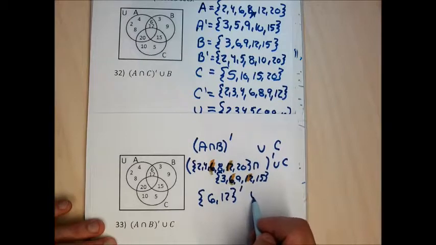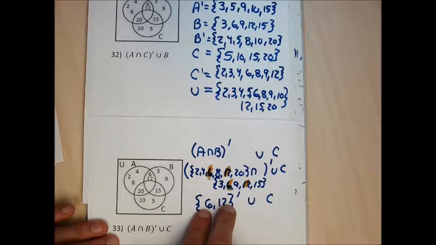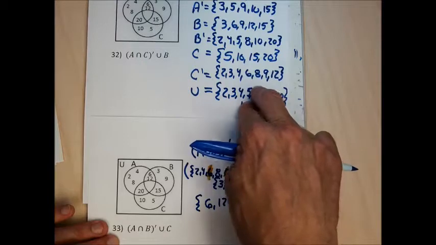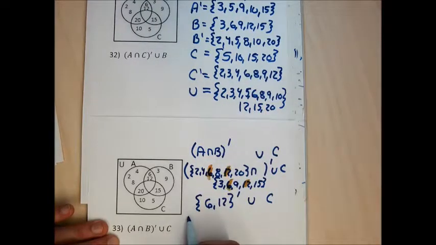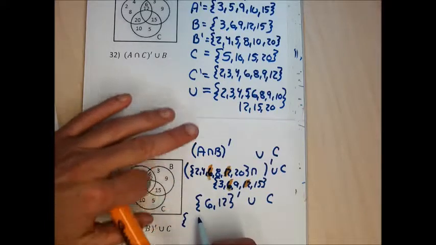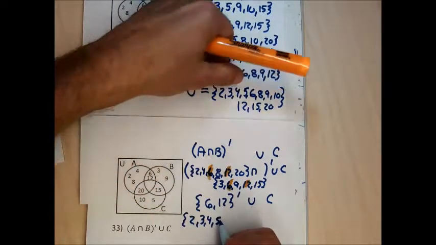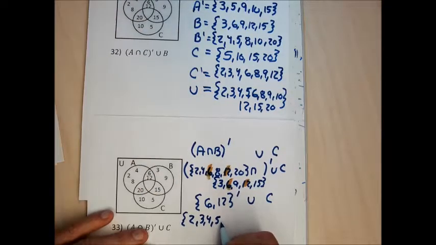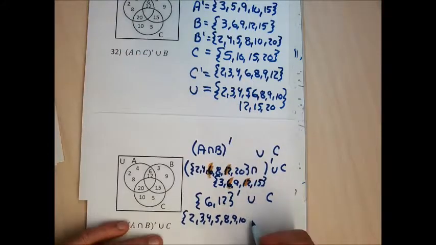Unfortunately, there's a complement outside the parentheses that I need to deal with now. So I'm going to complement this set by taking 6 and 12 from the universal set and writing what's left, which is 2, 3, 4, 5, 8, 9, 10, 15, and 20. So the complement of this set is going to have all the numbers from the universal set other than 6 and 12. So it would have 2, 3, 4, and 5. It won't have 6. It'll have 8, 9, and 10. It won't have the 12, but it'll have 15 and 20.